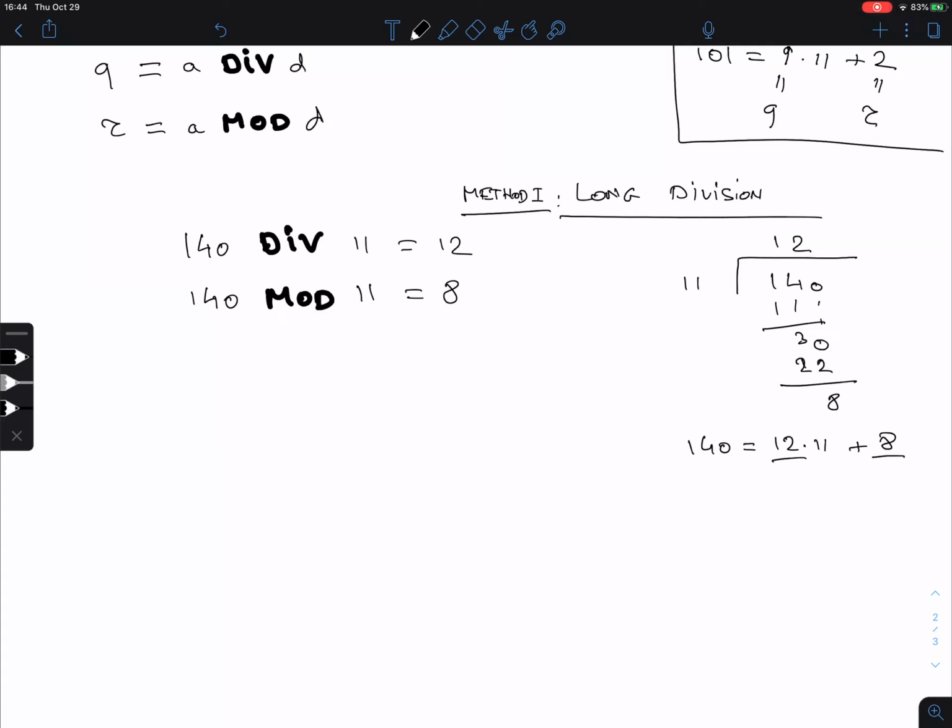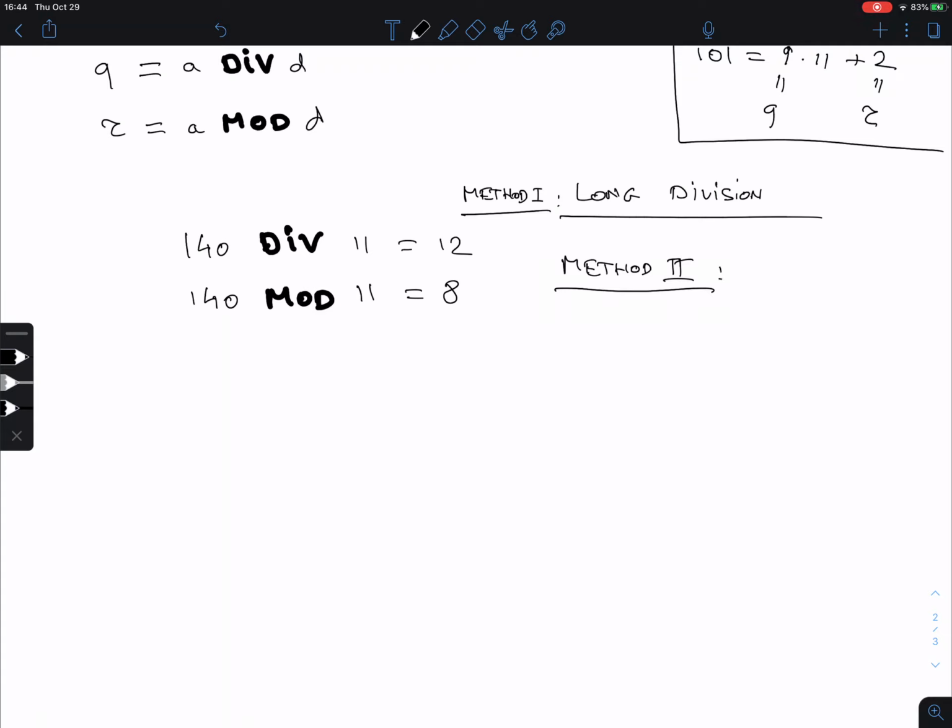Okay, that's method 1. Now, method 2, as I said, will be much quicker and also more calculator oriented. Method 2 uses a basic calculator, not the fancy calculator that calculates mod and div. In other words, it doesn't have any of this fancy stuff, but it does calculate 140 over 11. I'm not going to show you the calculation because everybody knows how to use a calculator, right? So 140 divided by 11, according to my calculator, is 12.7272 and so on.